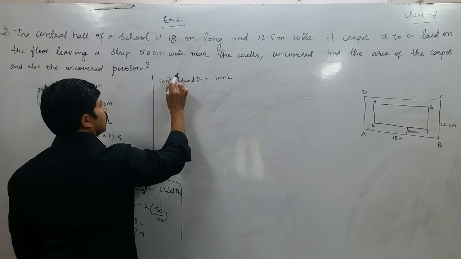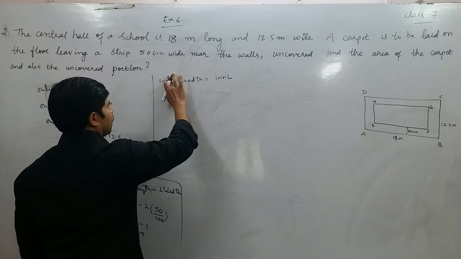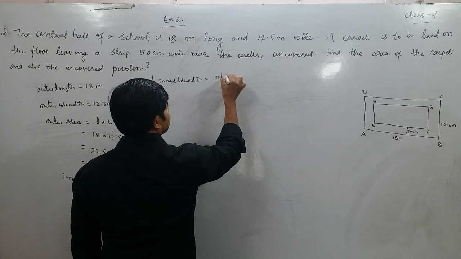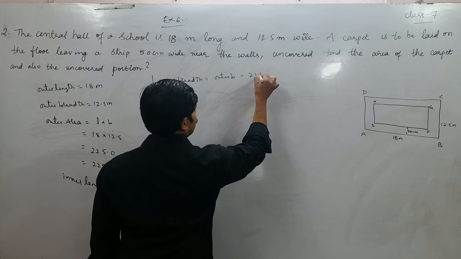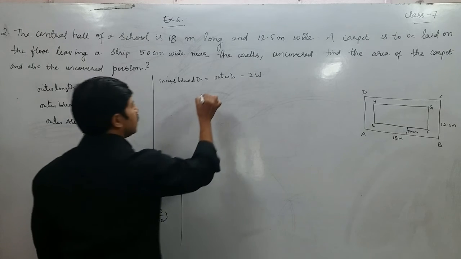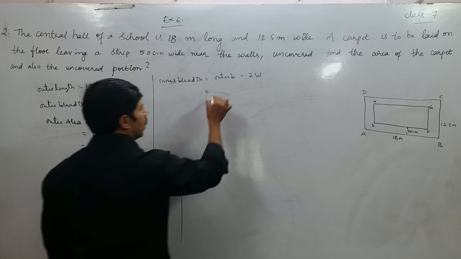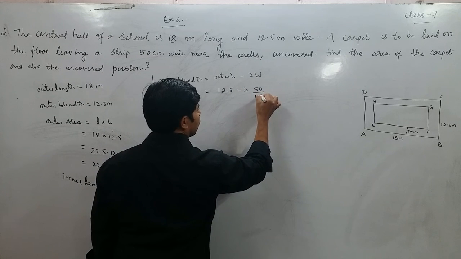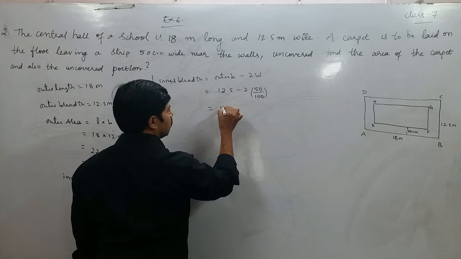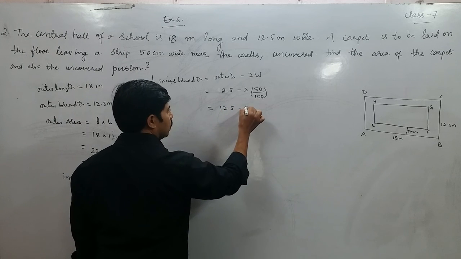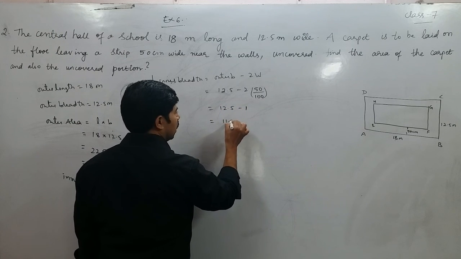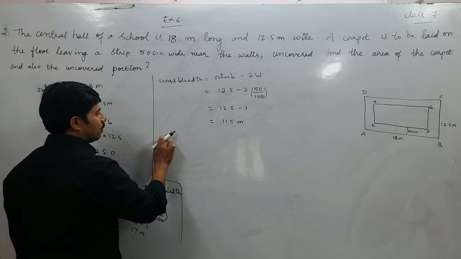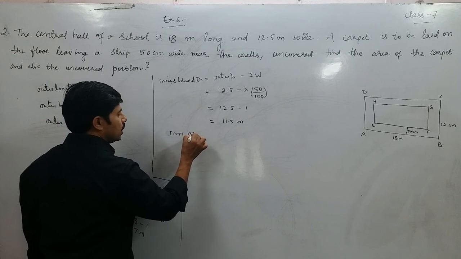Inner breadth. See, inner breadth is equal to the outer breadth minus 2 times width. So what is outer breadth? Outer breadth is 12.5 meters minus 2 into 50 by 100. So this is nothing but 12.5 minus 1. What is 12.5 minus 1? It is 11.5 meters. This is inner breadth we got. Now we'll find out the inner area.